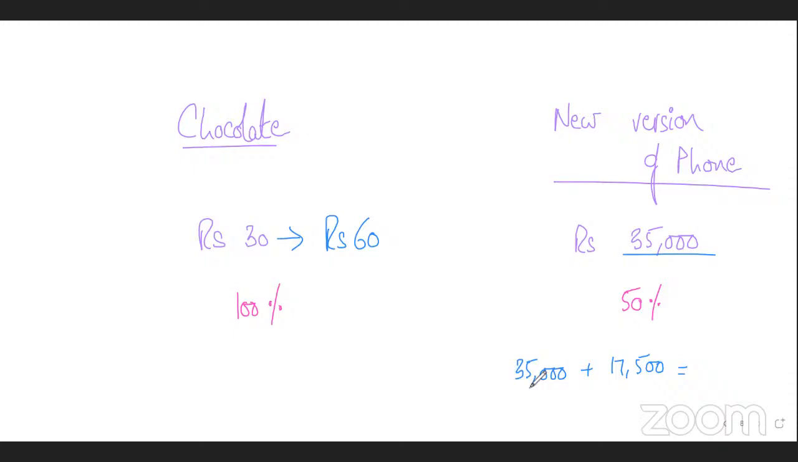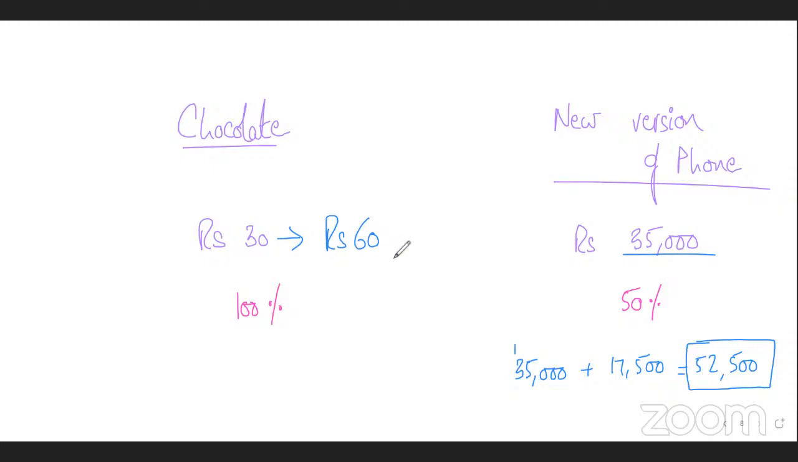So when you add this to this, that gives you how much? Not good with maths. 7 fives are 35. 7 plus 5 is 12, and 3, 4, 5. 52,500. Now, students, you have to pay close attention over here.